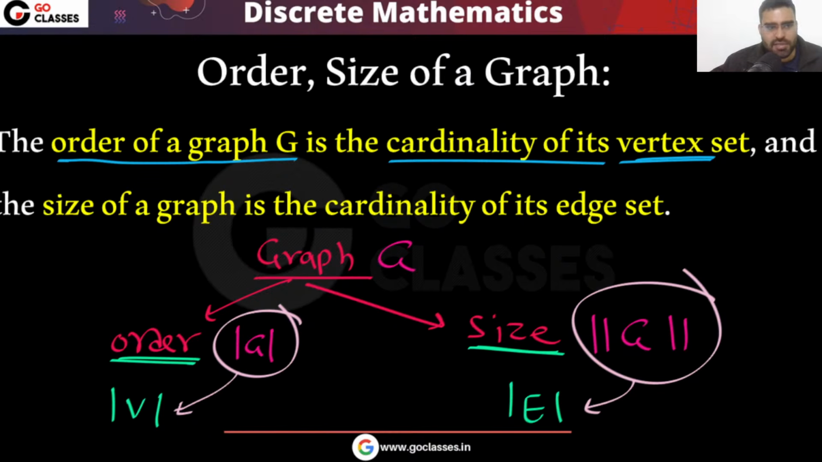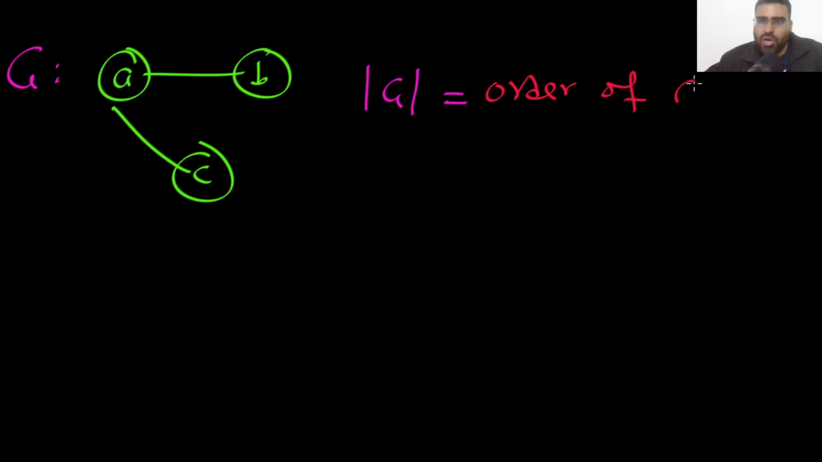Okay, is this clear? So is this point clear? You have any graph, for example, consider this graph A, B, C. Now in this graph, this is your graph G. Then what is the order? This simply means order of G. That is nothing but cardinality of vertex set. How many vertices are there? There are 3 vertices.